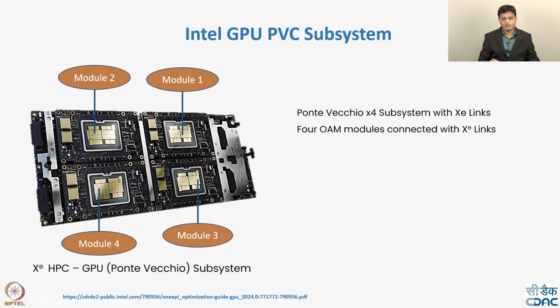Now, I will come to the subsystem which is developed by using the various PVC modules. You can see this is an entire subsystem, and there are 4 PVC modules connected in one particular system. So, this is a subsystem we call it, and it is known as X4 subsystem, where 4 PVC modules are connected with the help of Xe links.